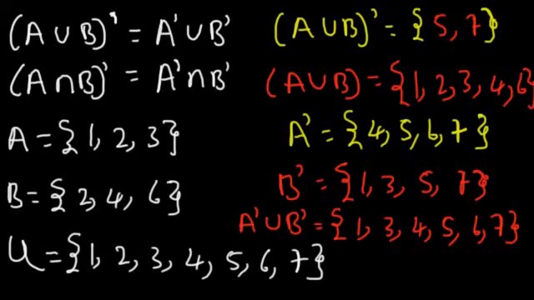So I guess there is a mistake. It should be, from the formula, A union B prime is equal to A prime intersection B prime. Sorry for that. So this will also be union. So this will be intersection, and this will be union. Therefore we are finding the intersection, not union.